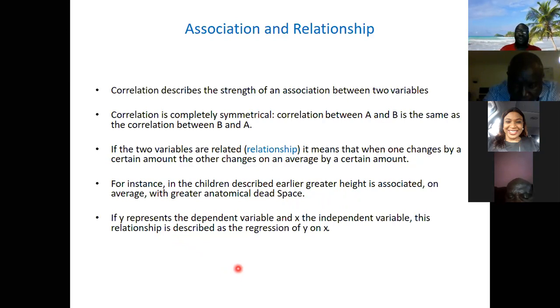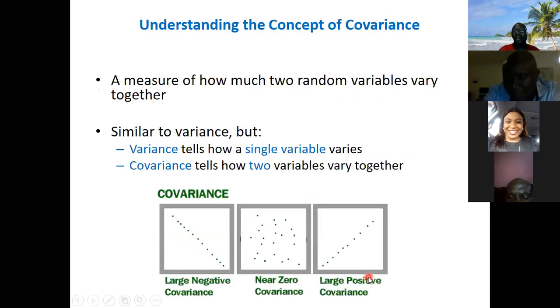So now, if we are talking of regression, in the relationship there is one dependent variable and one independent variable. But in a correlation, it's just a strength of association. It's not actually looking at relationship. You are not predicting one from the other.